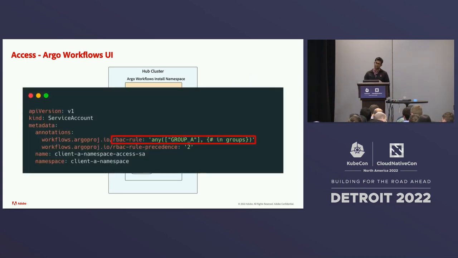The namespace RBAC feature that comes with Argo workflows requires that the service account is annotated with the authorized groups that are allowed to leverage it for access to the resources in the hub cluster. You can see this in the example manifest here, which specifies that only clients in group A can use a service account for access. It's in a list by default, so you can add to those groups. There's also a precedence field, and that's mainly used to break ties for service accounts that might match multiple service accounts that might match to a client.